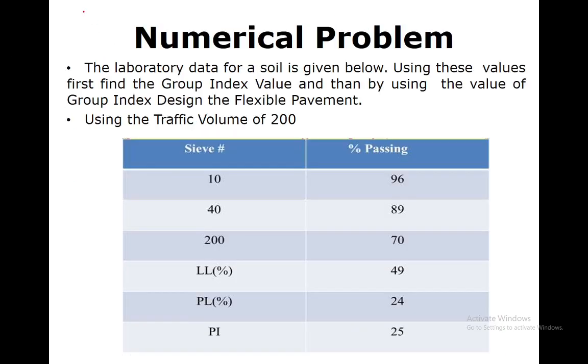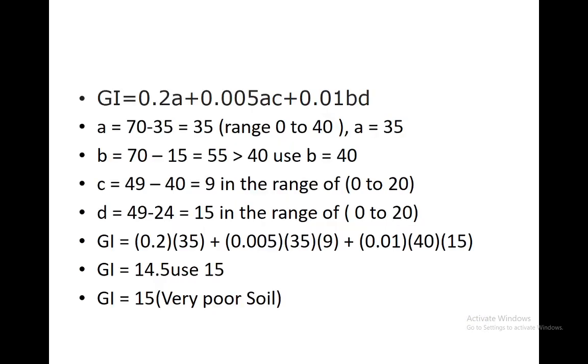So this is one numerical problem, which we try to identify through the method. For example, if we have the value of number 10 CV passing 96%, similarly on the 40, and then on the 200, and we would like to determine the GI value, how is it possible? This is a very simple formula. If we put all the parameters here, we can get the value.